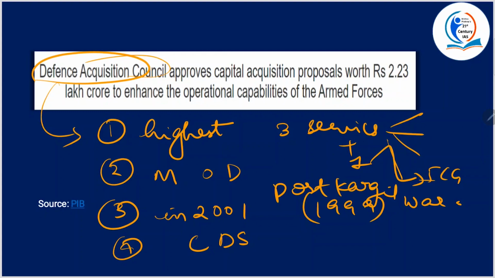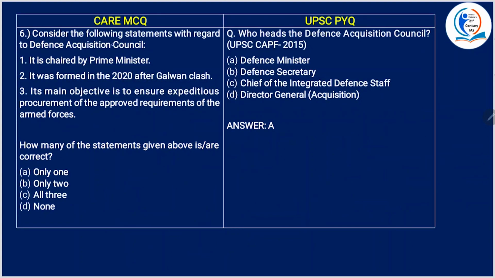Now, let us look into the MCQ. Consider the following statements with regard to Defense Acquisition Council. It is chaired by Prime Minister? No, it is chaired by Defense Minister, right? It was formed in the year 2020 after the Galwan clash? No, it was formed in the year 2001, post-Kargil War of 1999. Alright, so this is also gone.